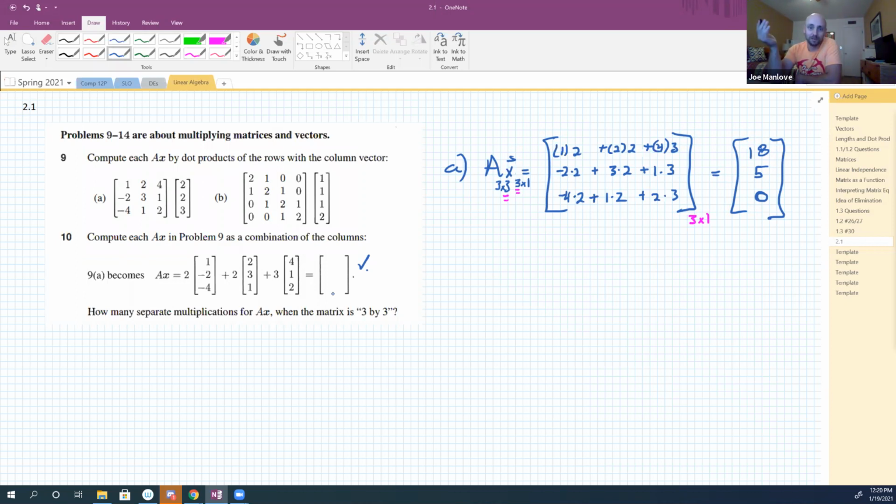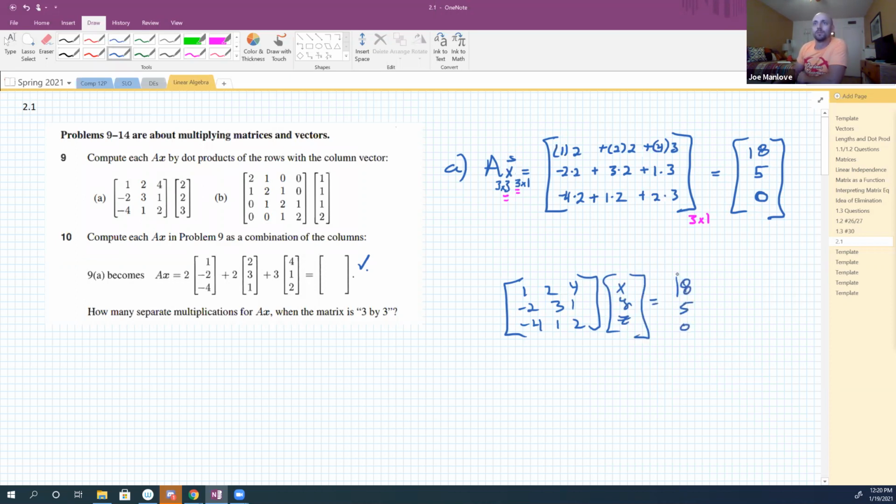The difference is the perspective that I have. If I look at Ax equals b, let me rephrase this. If I had the problem 1, 2, 4; minus 2, 3, 1; minus 4, 1, 2 times some unknown vector x, y, z is 18, 5, and 0, this is more generally what I'm going to be interested in. You're not generally interested in just performing calculations. Usually you're interested in solving for stuff. You guys see that? So this is asking you to do a kind of arithmetic problem, right?